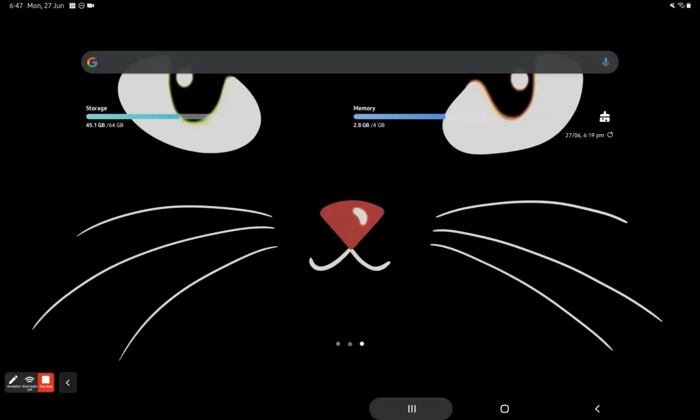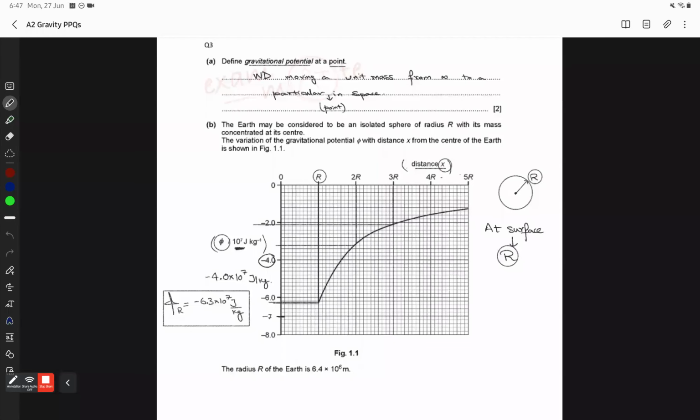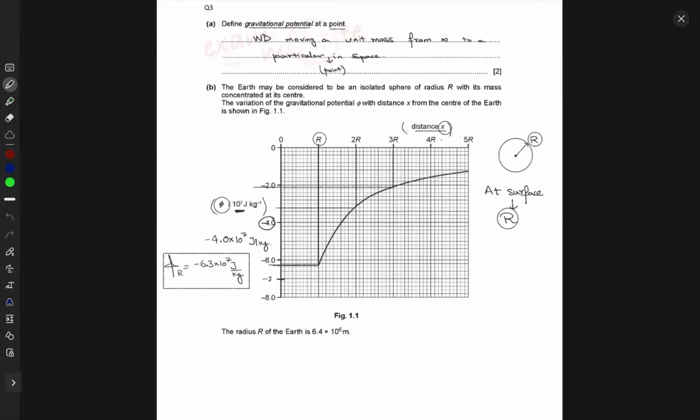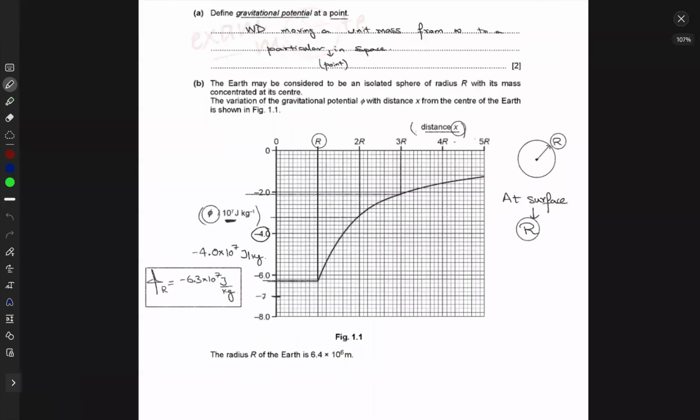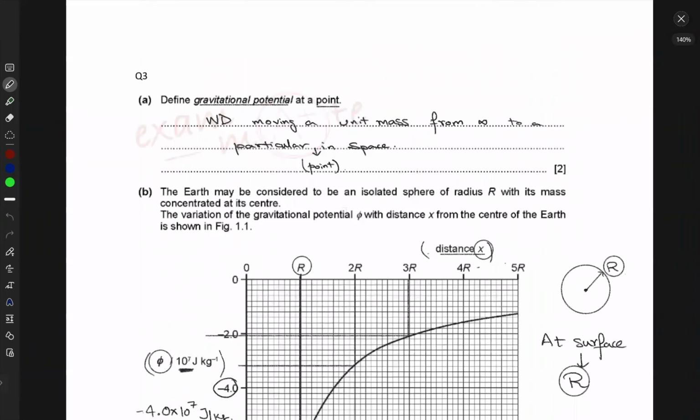All right, so I'll share my screen. Let me know if you can see it. Okay, so is the screen visible for everyone? Yes, sir.